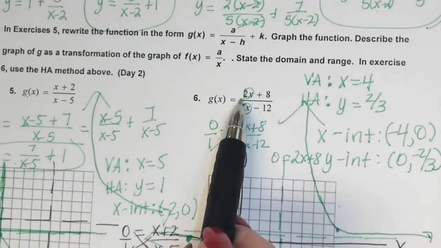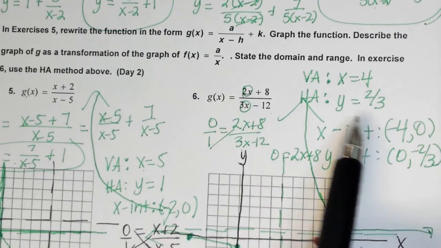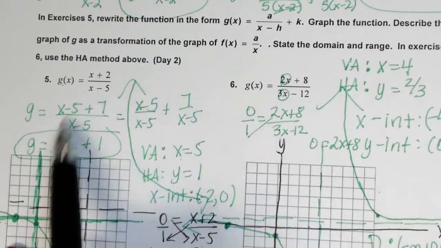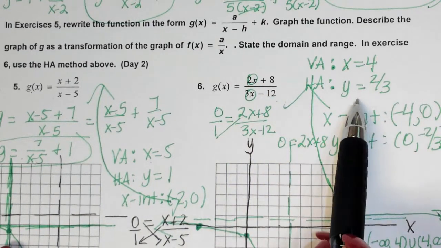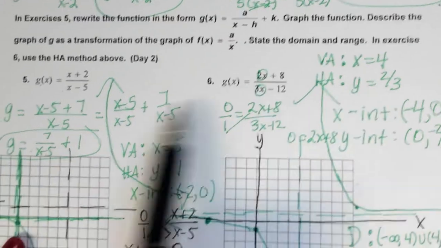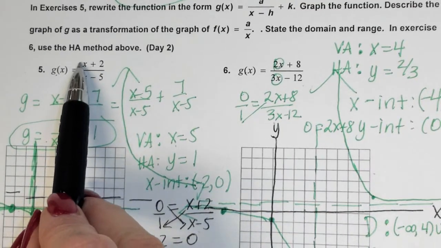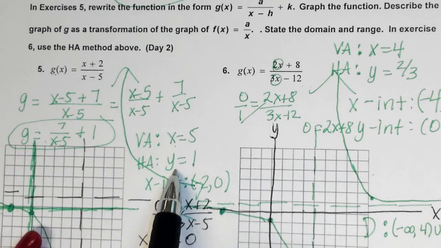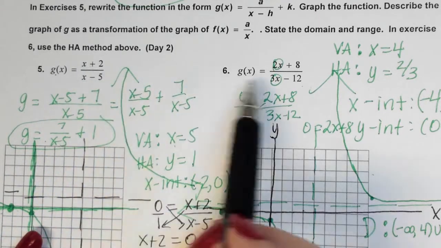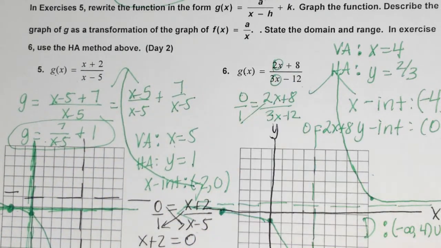So when we have these coefficients like this, it might be easier to skip that HK method and just look at those coefficients and find the horizontal asymptote that way. We could have even done this one that way though. 1 divided by 1 is 1. That's what our horizontal asymptote was. The vertical asymptote is whatever makes that denominator 0. All right, guys, one more problem here.